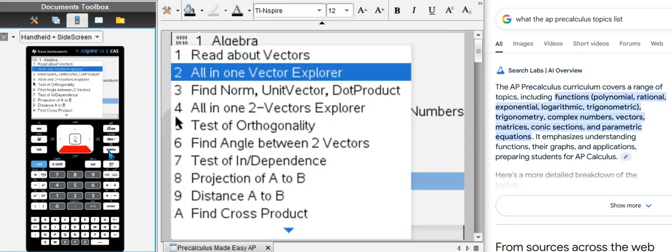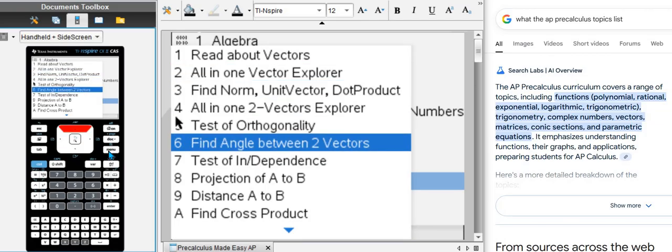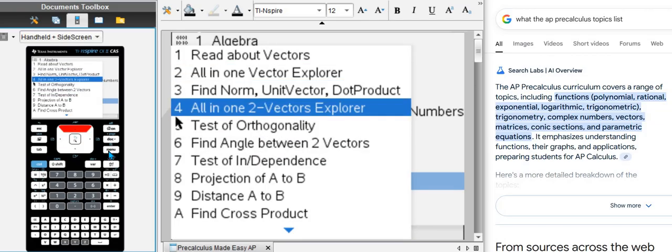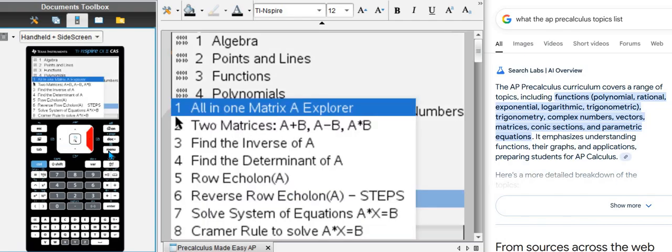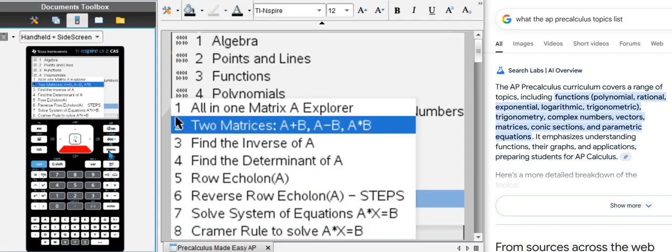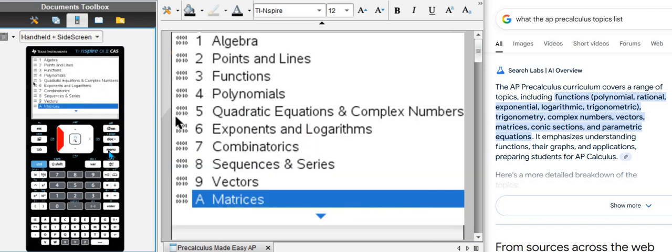Further, vectors are here, of course. That's obviously an optional topic, but it's covered here as well. So you can find the angle, you can find the norm, the unit vectors, a cross product, no problem. Matrices is also an optional topic, so that can all be done here.